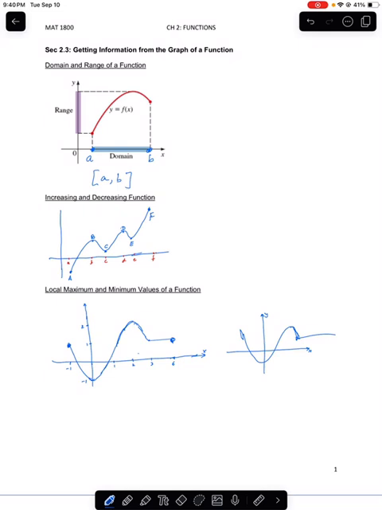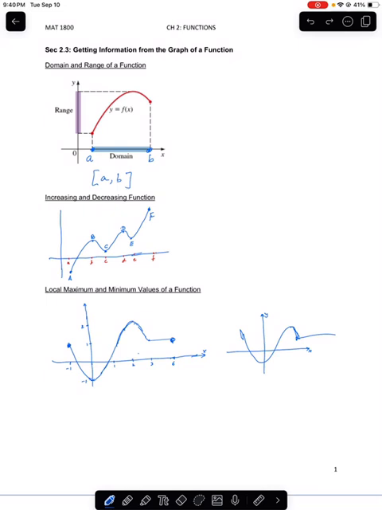Now, if this was a hole, I hope you know that the domain would have been A, comma, B, parenthesis, because the point B is not included. Okay, so let's go back and check what the range is.